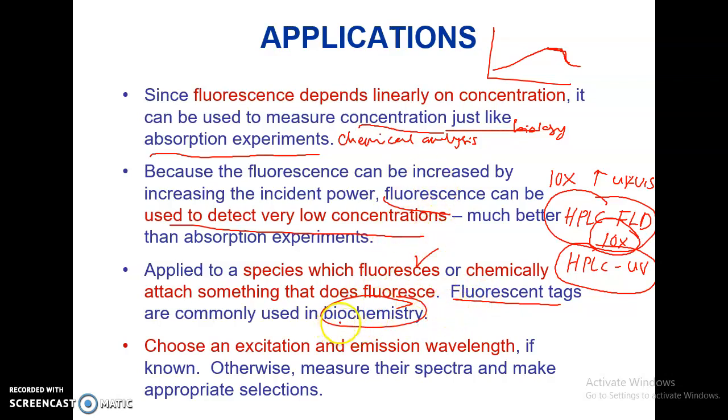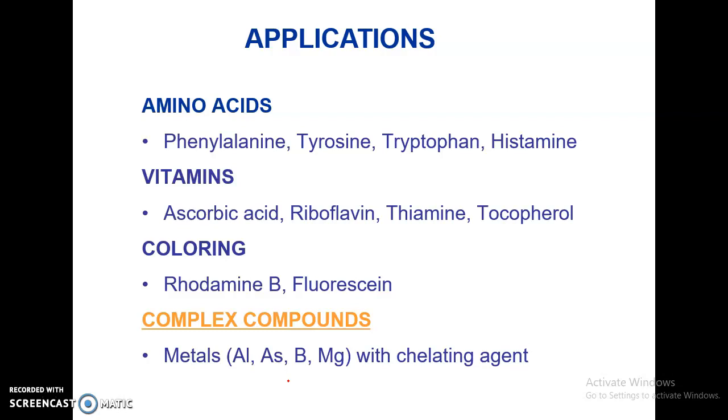When we want to use fluorescence spectroscopy methods, you have to choose the excitation and emission wavelength. How do I know this? If it's a common compound, you can read inside a textbook related to fluorescence. If it's an unknown compound, you can scan it with the fluorescence spectrophotometer. So these are some examples.